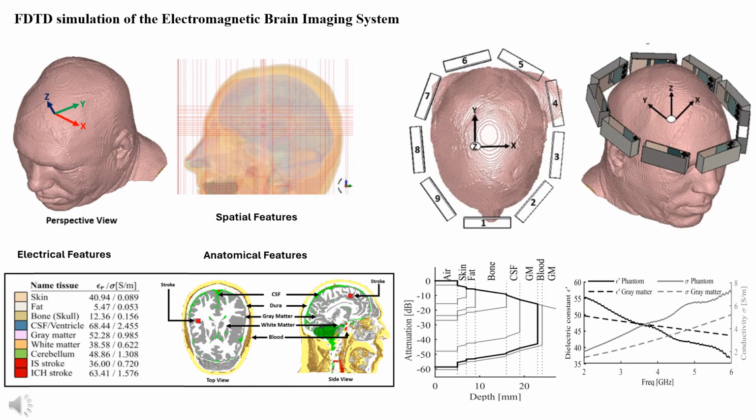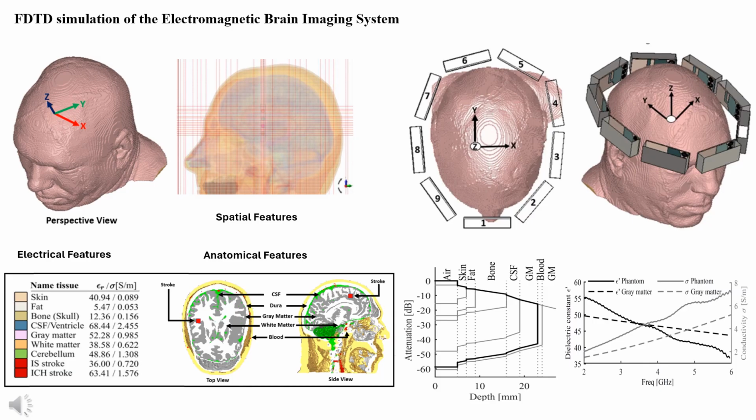Additionally, the simulation results of attenuation of the electromagnetic wave in different tissue layers were demonstrated, which include a comprehensive set of voxels that represent various tissue types, such as skin, fat, bone, gray matter, and white matter. The voxel model is crucial for developing accurate brain microwave imaging systems for stroke detection, as it provides detailed geometrical information about the human head.